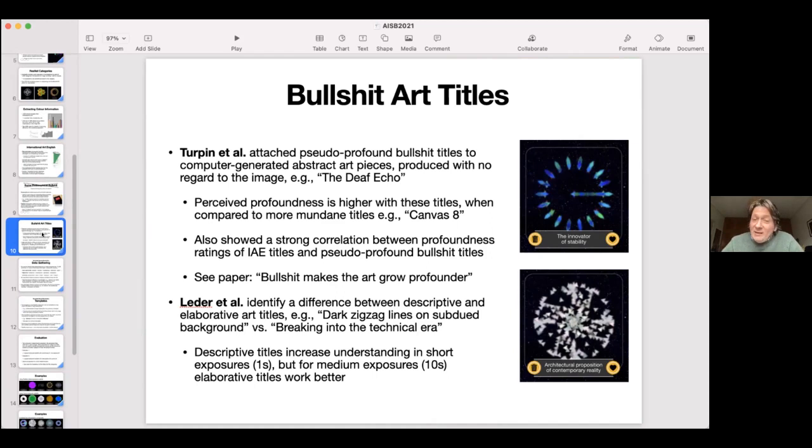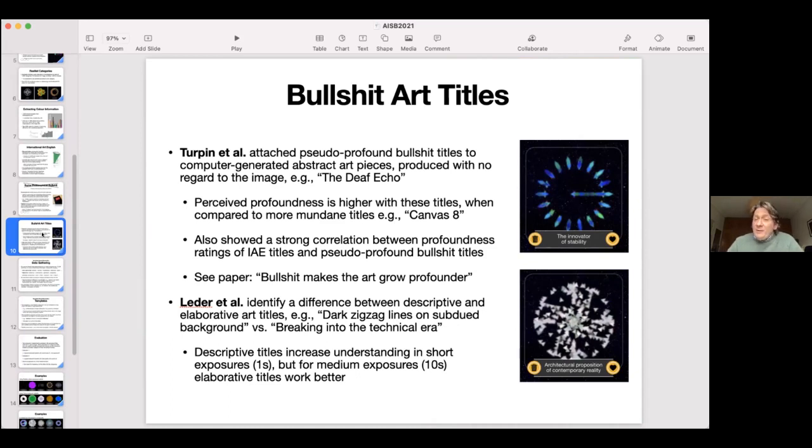Finally, Leder et al. identify a difference between descriptive and elaborative art titles. So for the same piece, you could call it Dark Zigzag Lines on Subdued Background, or you could call it Breaking into the Technical Era, both of which would be appropriate titles. And they showed with their studies that descriptive titles increase understanding in short exposures of like a second. They were interested in whether the titles add to people's understanding. But if you want longer, more thorough understanding of pieces, then the more elaborate titles do a better job at kind of 10-second intervals.